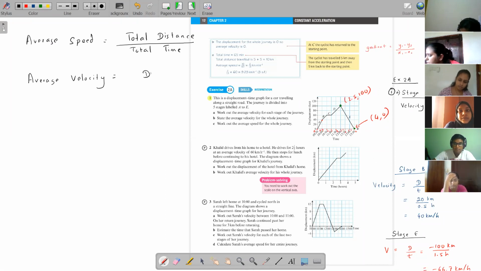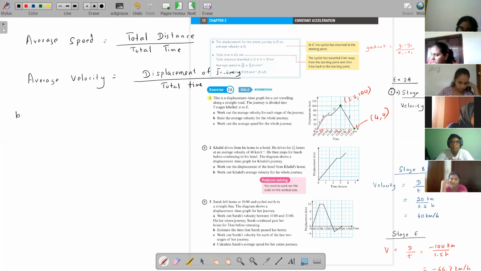The displacement of the whole journey. You don't have a total displacement, right? Displacement is one. The displacement of the journey divided by the total time. Can you all please tell me the answer for part B? Give me the answer on the chat. I want you all to tell me what is the average velocity for this entire journey. So it's equal to the displacement of the journey divided by the total time taken. Give me your answers.